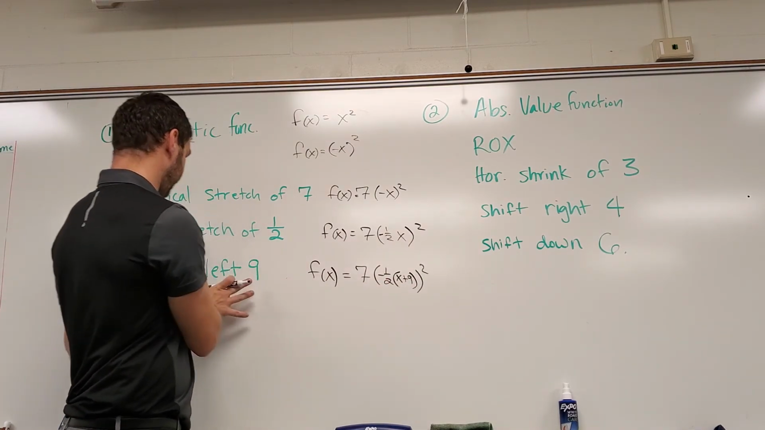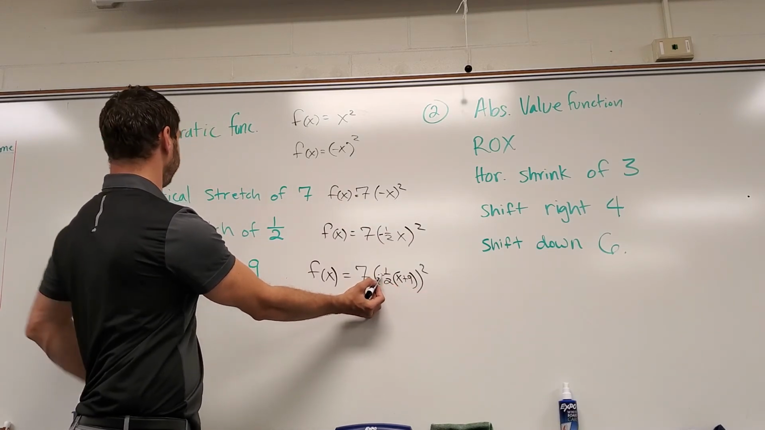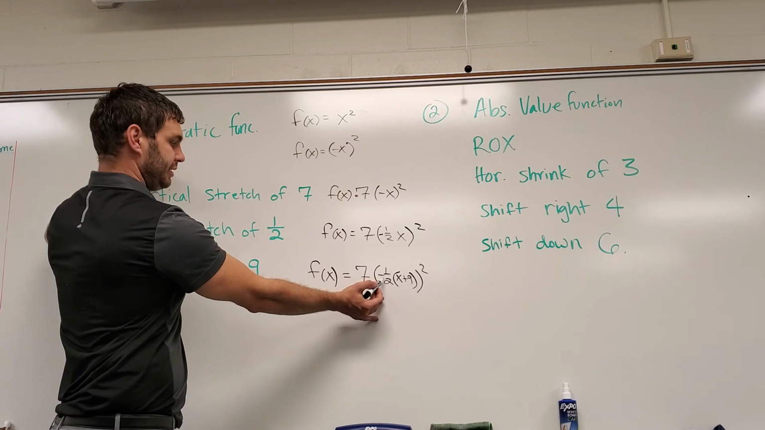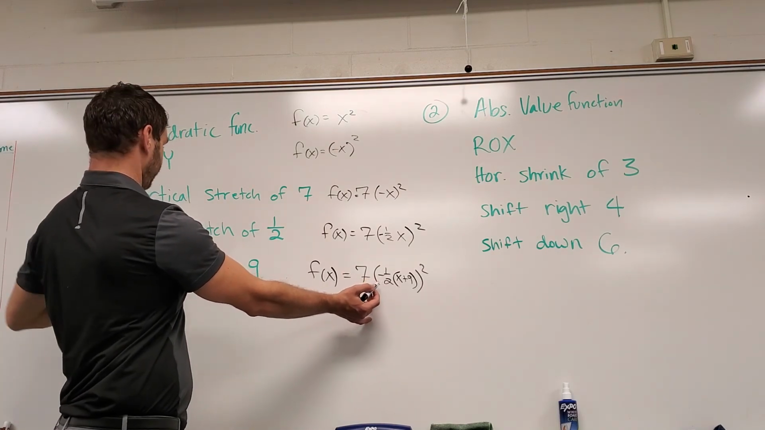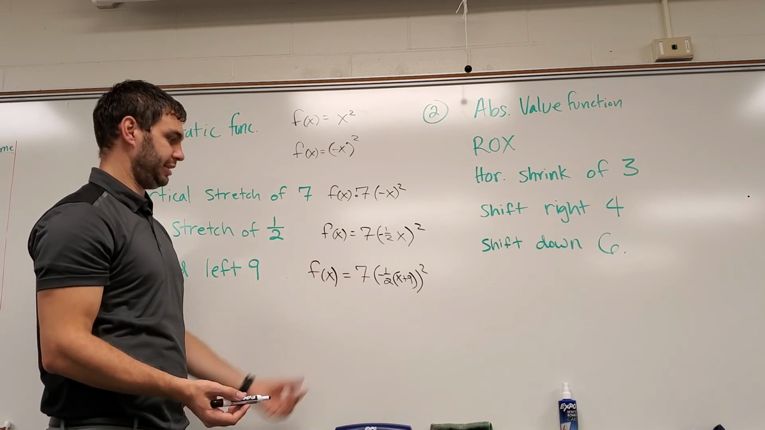Okay, so don't get too tripped up with that, but it's just two sets of parentheses. The innermost tells us if it's left or right. And then the next set tells us that it's going to be flipped over our y-axis. It's going to have a vertical or a horizontal stretch of 1/2, and then lastly the vertical stretch on the outside of 7.